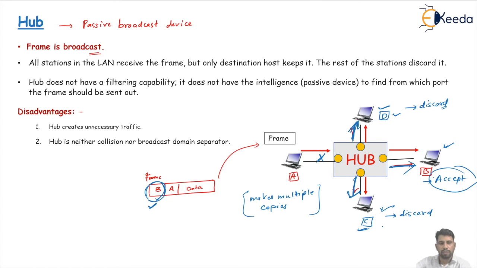Accepting the frame means that only the machine or station whose address matches the destination address of the frame will accept the frame. Other stations will discard this frame.